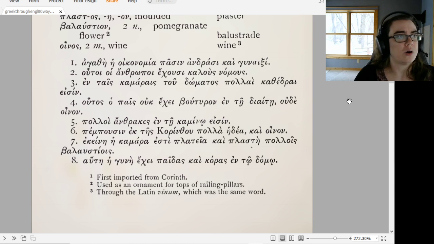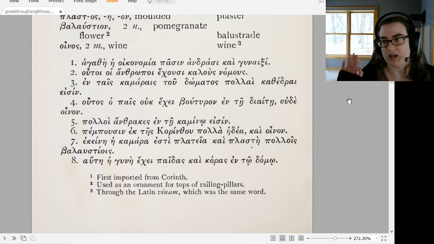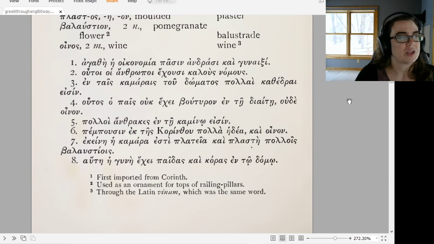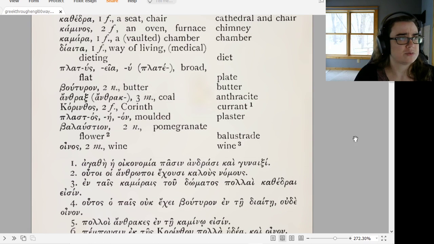Hutoi ho hoi anthropoi ekusi kalus nomos. These men have good customs. Beautiful customs, in fact. Kalos. Entais camarais tu domatos olai cathedrai esin. So in the rooms, which one was camara? Chambers, yeah, okay. In the chambers of the house are many chairs. Okay, good.